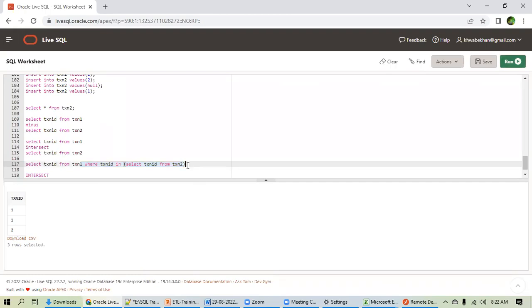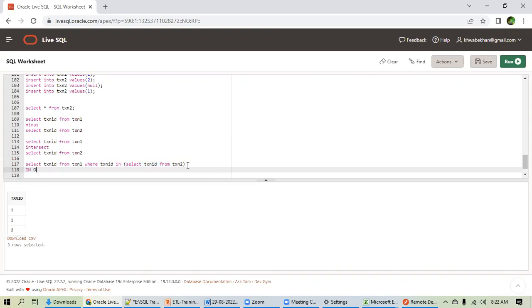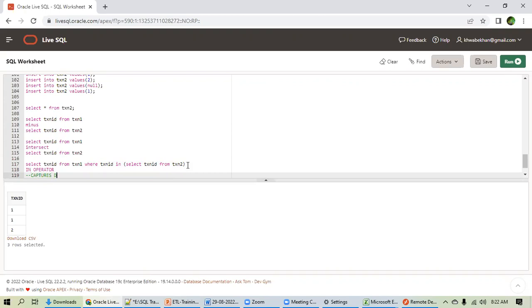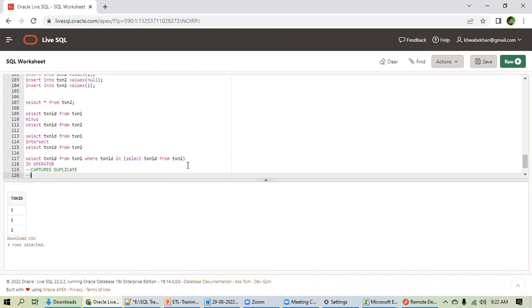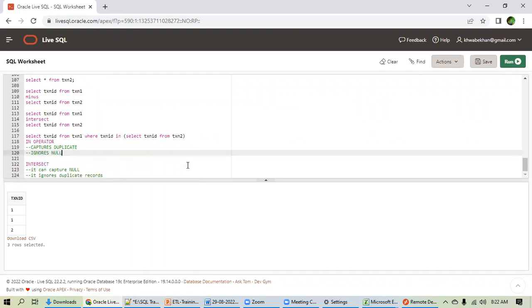It will capture duplicate records. The in operator captures duplicates. Any other conclusion? Ignore the null values. Okay, got it. So this is where you can use in, and where you have to use intersect. You have to be very, very careful. What else? Any question on this?